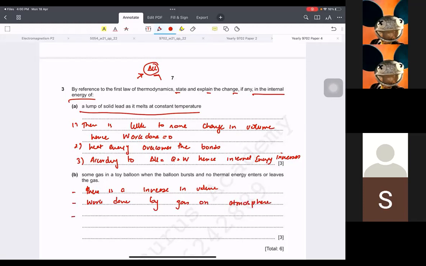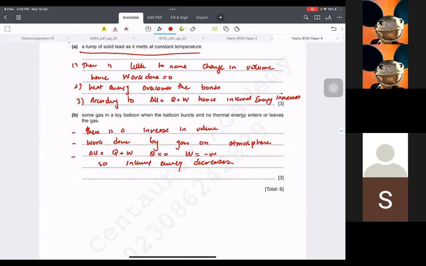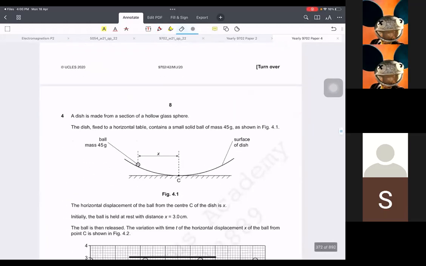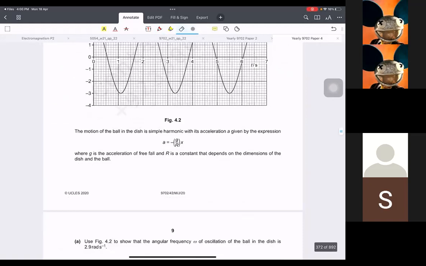And third, since no thermal energy is transferred, the change in internal energy equals Q plus W, where Q is 0 and work is negative. So internal energy decreases. Like this, you should always bring in the first law of thermodynamics and relate it to that. Okay, then should I go forward? Okay, so this one is super easy.